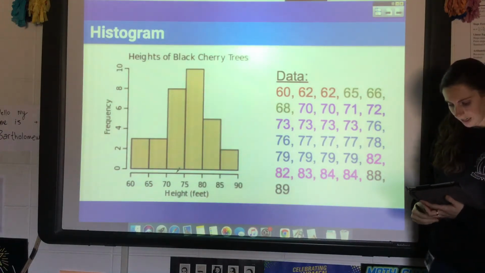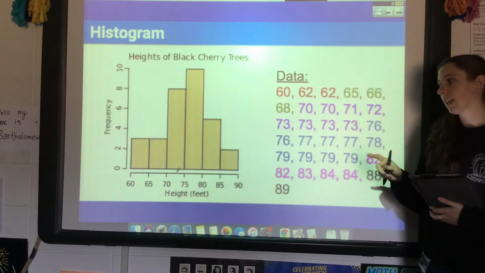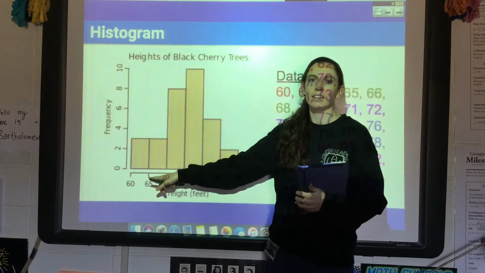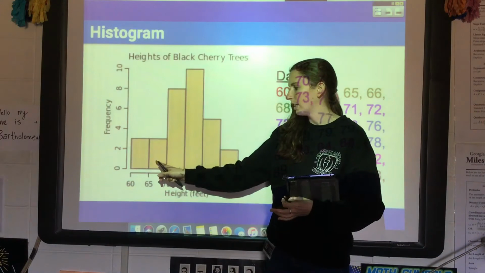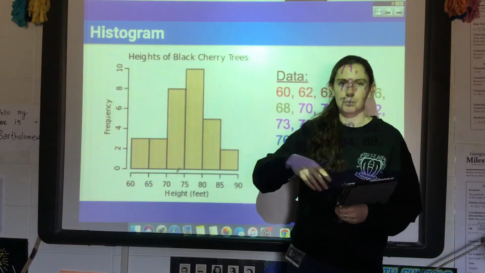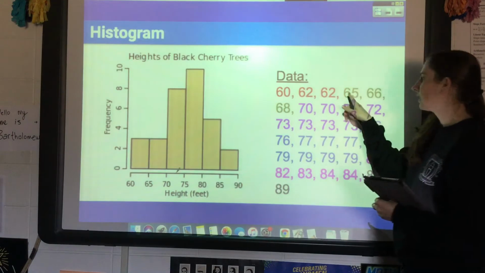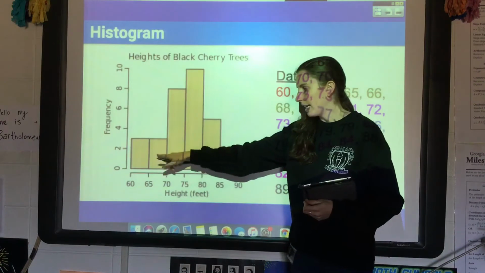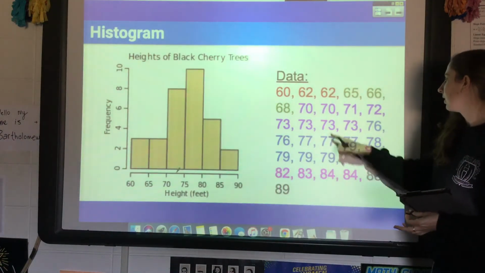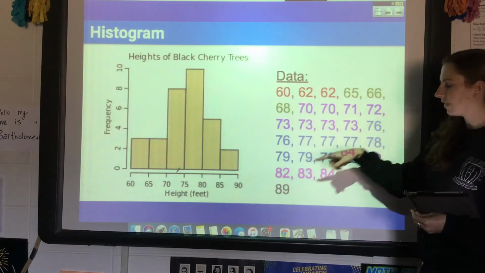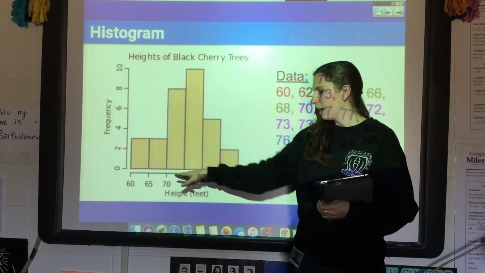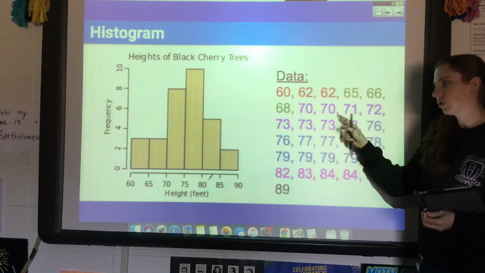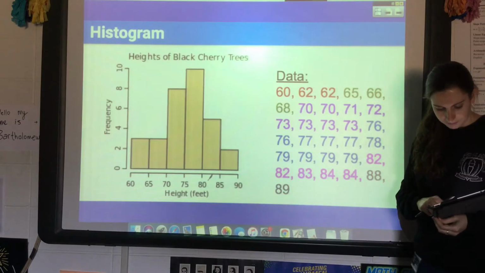Notice that if the data is right on the line, for example, what happens if I have a tree that's 65 exactly? Does it get put into this one or into this one? Typically what we do is bump it up to the next category. So you'll notice this 65 actually got bumped up with the 66 and the 68. So there's 3 in that category. You can see there's 8 of these 70 to 75s. Again, the 70 got bumped up into the next category, and so on. So this is potential data that could go with that histogram.